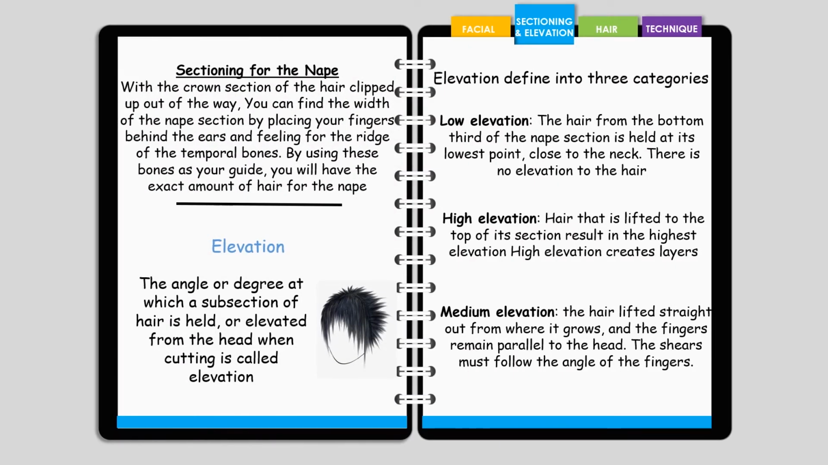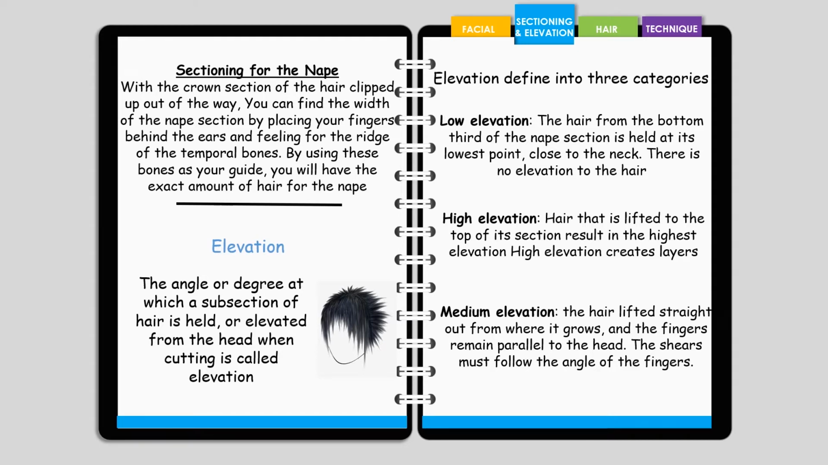Sectioning for the nape. With the crown section of the hair clipped up out of the way, you can find the width of the nape section by placing your fingers behind the ears and feeling for the ridge of the temporal bones. By using these bones as your guide, you will have the exact amount of hair for the nape.